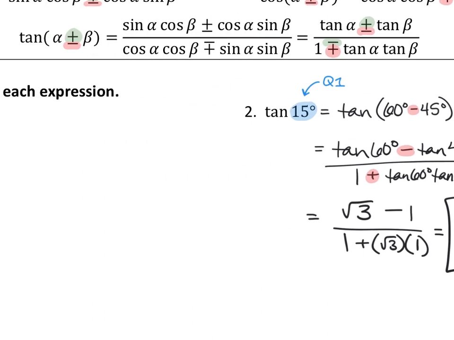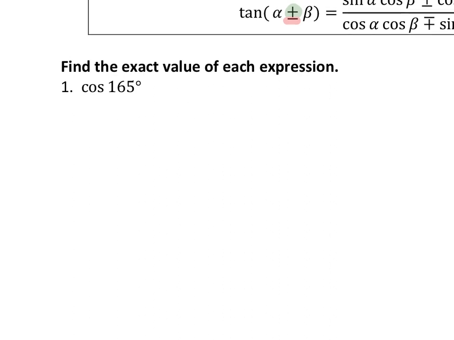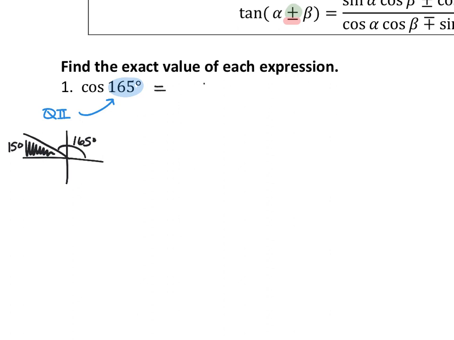Great. Let's go to number 1. Now I skipped this because this 165 degrees, what quadrant is that in? 2. That's in quadrant 2. And in quadrant 2, we would have to use a reference angle to actually do this problem. So in quadrant 2, if this is 165 degrees, how much is left over right here? 15 degrees. So I'm actually doing the cosine of 15 degrees.